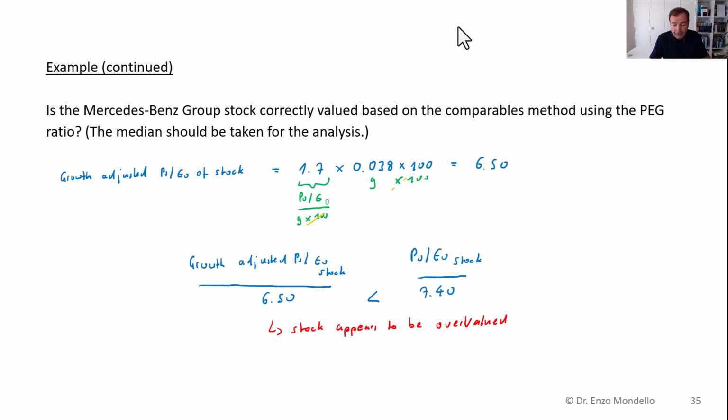However, this conclusion that the stock appears to be overvalued applies only if all equity securities have the same risk. Moreover, this analysis assumes a linear relationship between the PE ratio and the expected earnings growth rate.